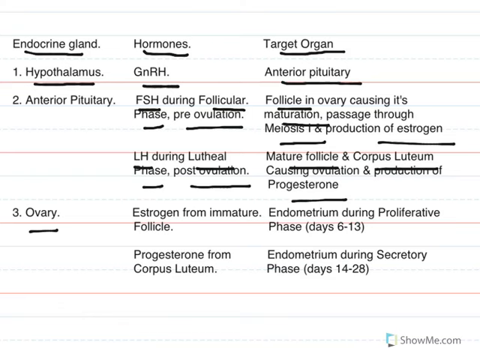The ovary is also going to act as an endocrine gland, producing estrogen from the immature follicle, and that estrogen is going to be affecting the endometrium during the proliferative phase, which is pre-ovulation, approximately days 6 through 13. And the ovary is also producing progesterone from the corpus luteum, and the progesterone is also affecting the endometrium during the post-ovulation phase, the secretory phase, which lasts approximately from day 14 to day 28.